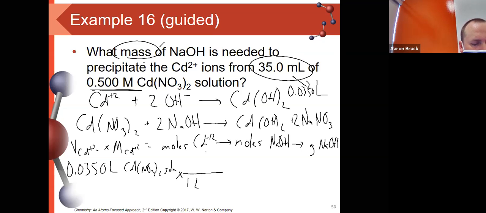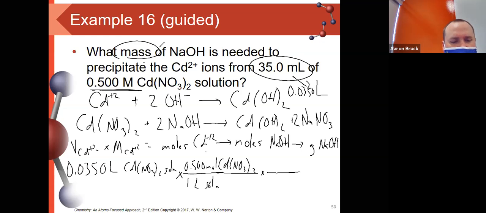For every 1 liter of that solution, I get 0.500 moles of cadmium nitrate. My balanced chemical equation says that every mole of cadmium nitrate will give me 2 moles of sodium hydroxide. And then 1 mole of sodium hydroxide.